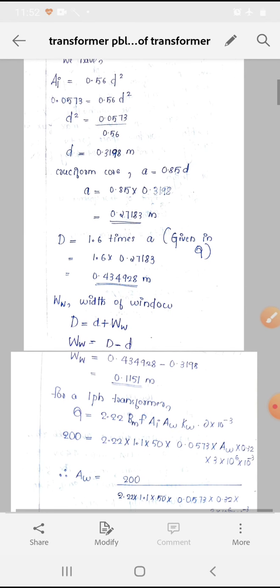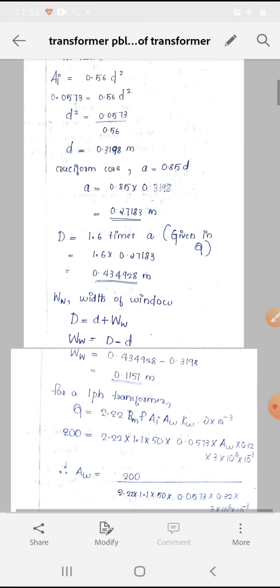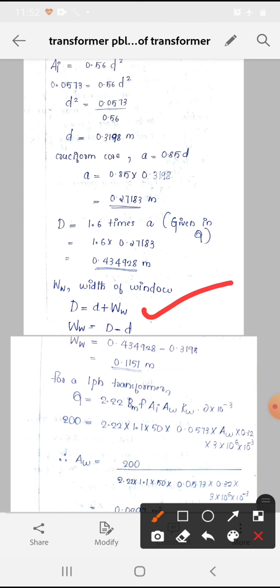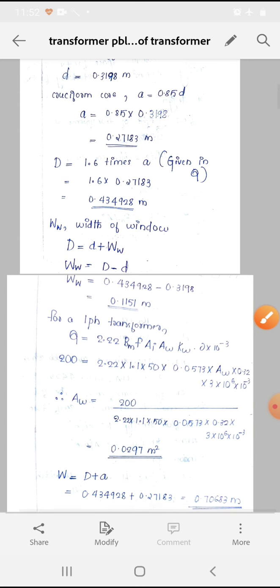Now the normal equation to find D is D equal to small d plus Ww. From this equation, it's easy for us to find the value of width of the window. That is Ww is equal to capital D minus small d. So we got the width of the window as 0.1151 meter.